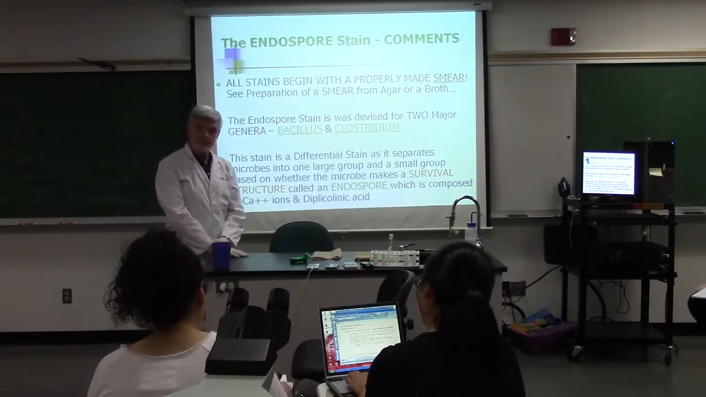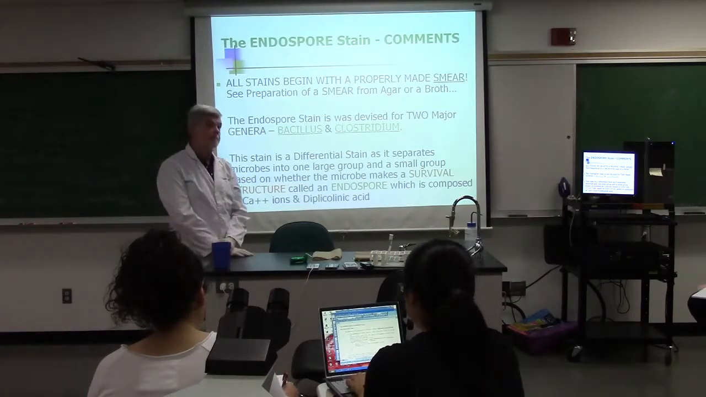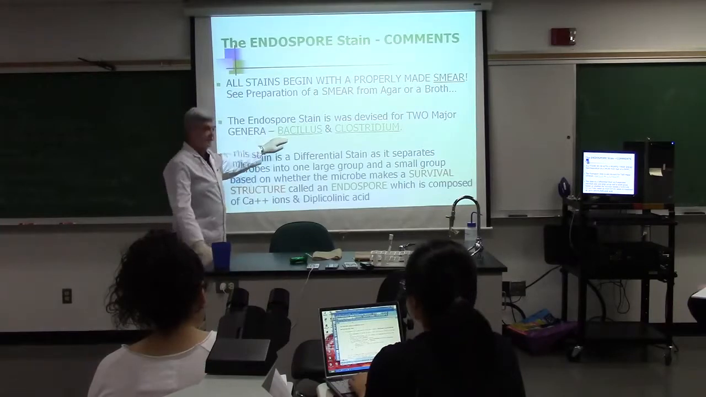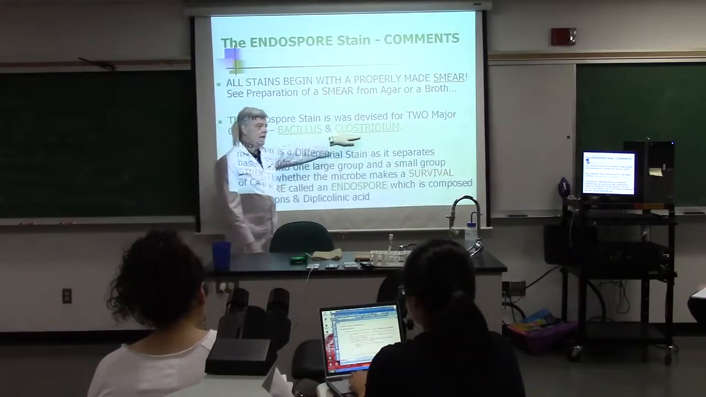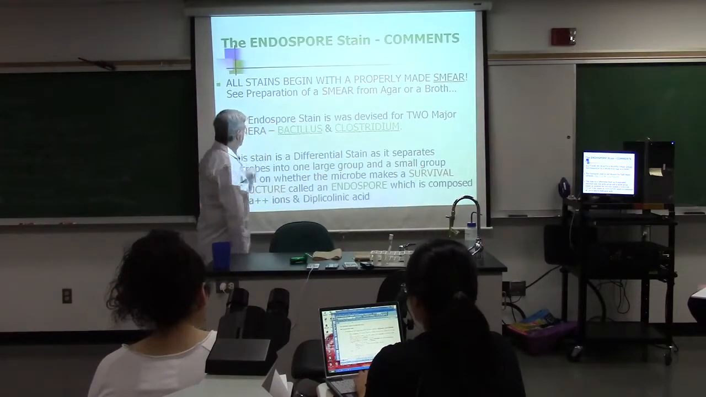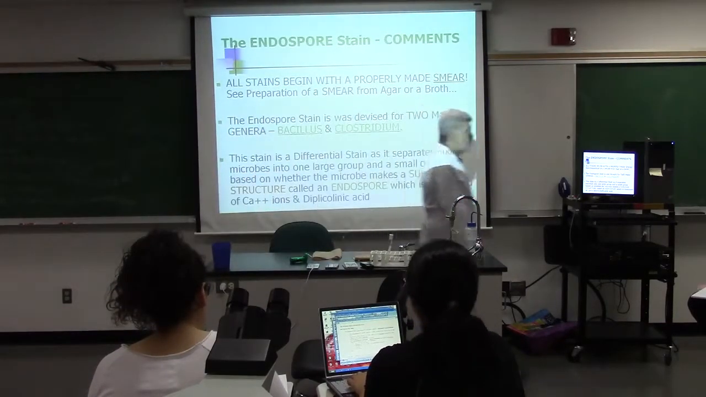If this vegetative cell exists in an oxygen environment and needs oxygen, is aerobic, then it is Bacillus. The genus that makes endospores anaerobically is Clostridium. Bacillus is abbreviated capital B period.